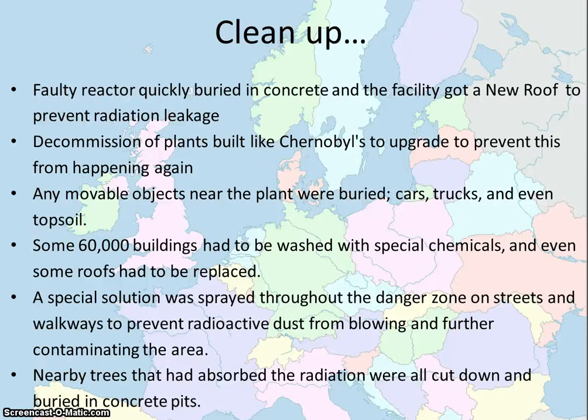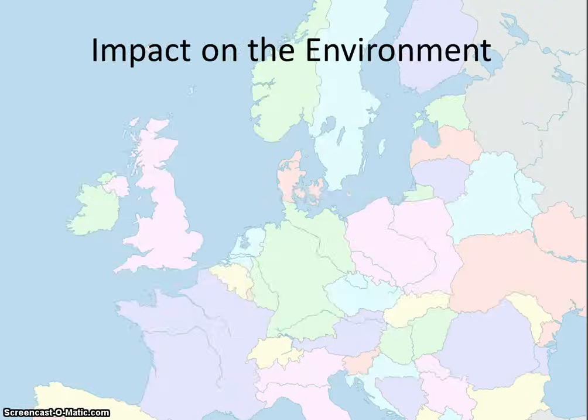Nearby trees had absorbed the radiation. They all had to be cut down and buried. They couldn't burn them, obviously, because that would also create more smoke, which would carry on the pollution. So they had to bury those in concrete pits.